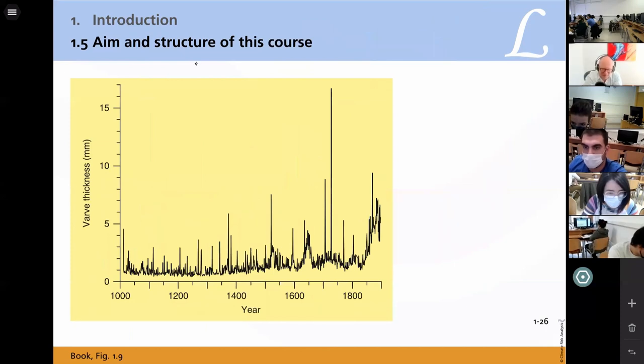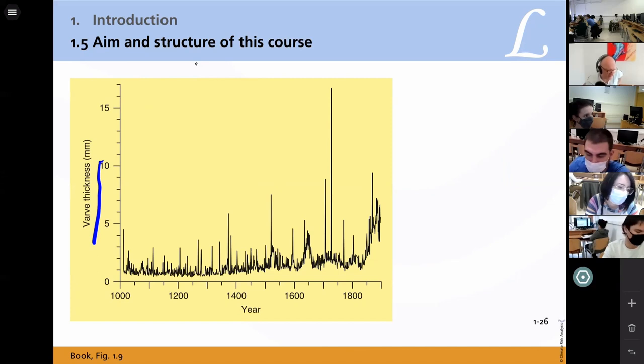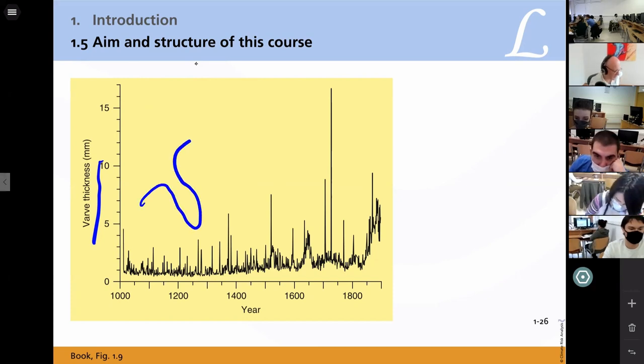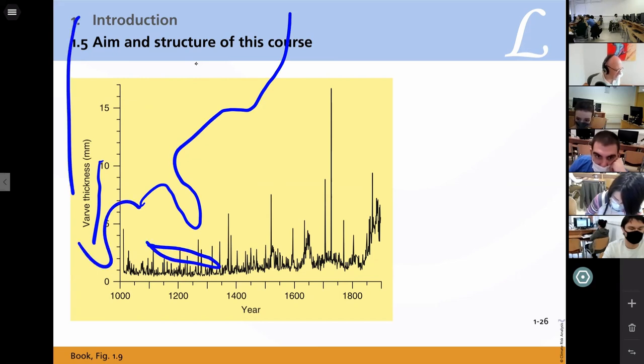Okay, let me give you also this example. This is from the year 1000 to the year 1900. This is varve thickness. What is a varve? This is an annual layer in a lake. Okay, so in a lake sediment. So, okay, let me draw a map. So this is maybe USA. Okay, and yes, it's Boston.